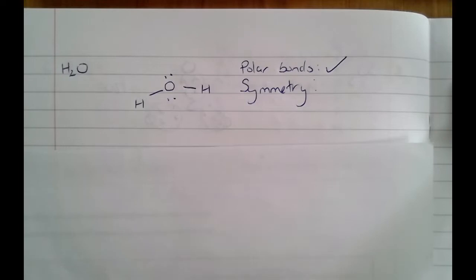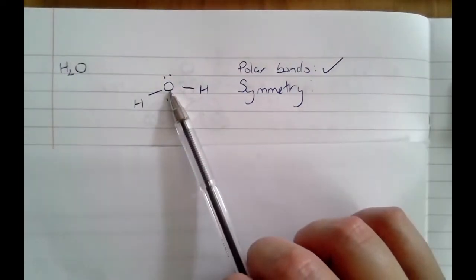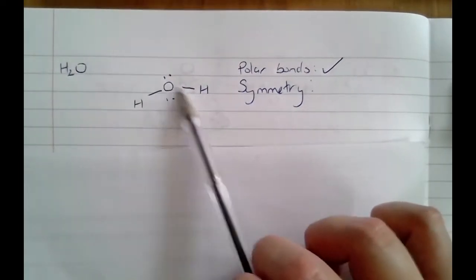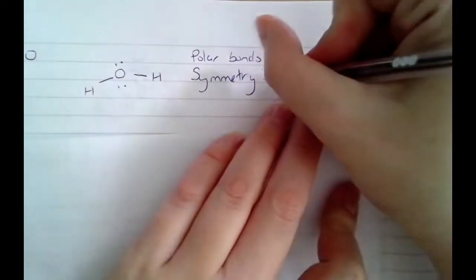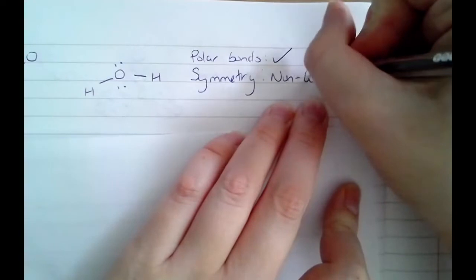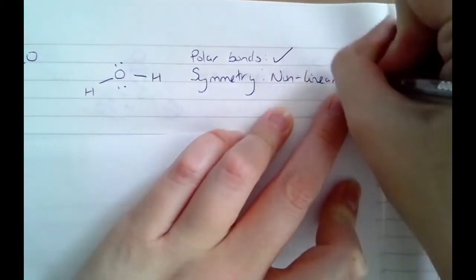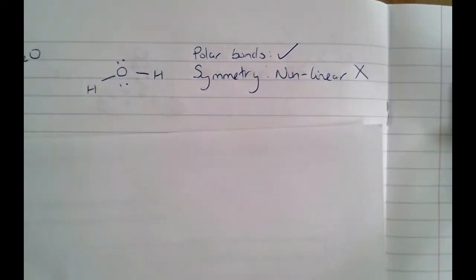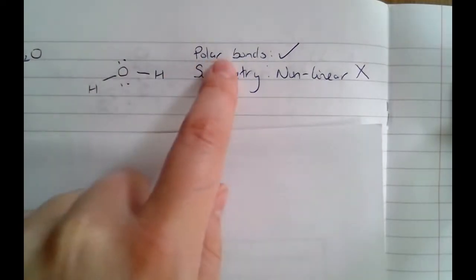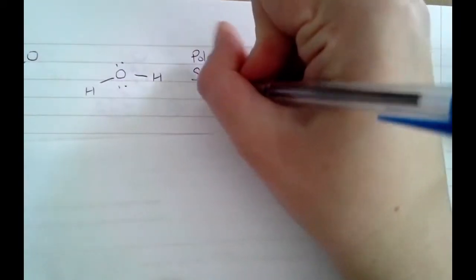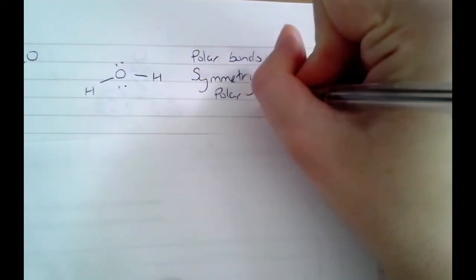you if there's symmetry. Around my central atom, oxygen, I've got 2 bond pairs and I've got 2 lone pairs. That means that the shape is non-linear. Non-linear is not a symmetrical shape. So both of the shapes that involve lone pairs, non-linear and pyramidal, are not symmetrical. So this is a non-symmetrical molecule, and it does have polar bonds, meaning it's a polar molecule overall.